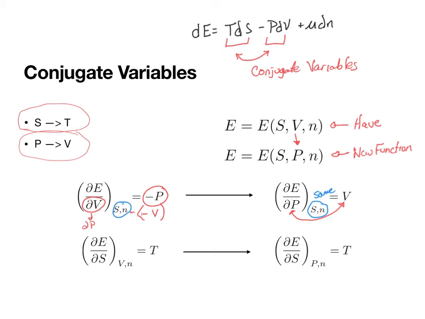Okay, so another example. The partial of E with respect to S is equal to T. So in this case, we're not switching conjugate variables inside. We're switching conjugate variables that we are holding constant. And it turns out that we can do that without changing what this derivative is equal to.